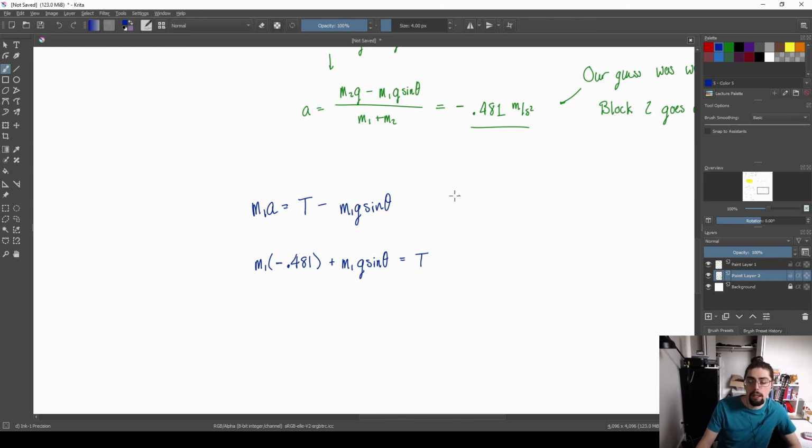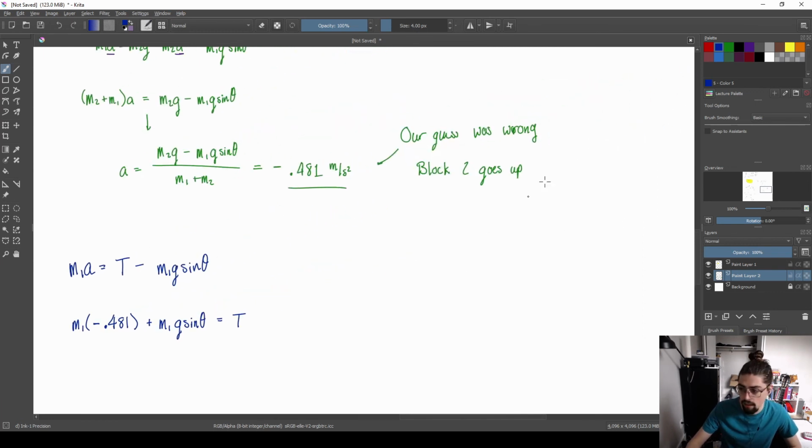You cannot flip your direction halfway through the problem. You make a decision, you stick with it to the very end. Right? This hand-wavy description, our guess was wrong and block 2 moves up, is not changing any of the numbers. We leave acceleration exactly as it is. We don't try to fix it now. It's too late. And it's not a big deal that we guessed wrong in the first place.